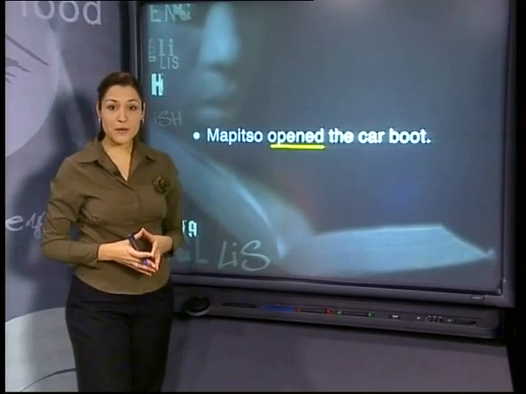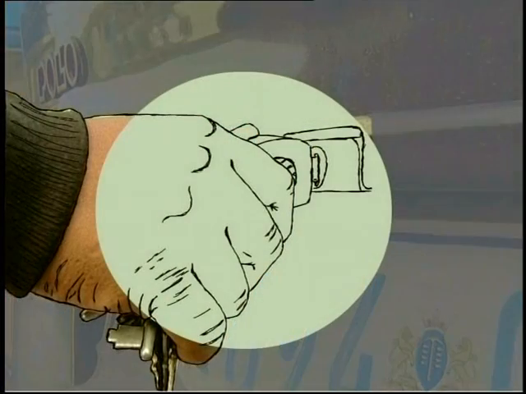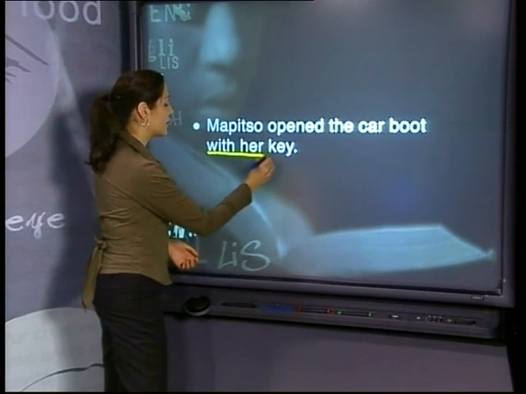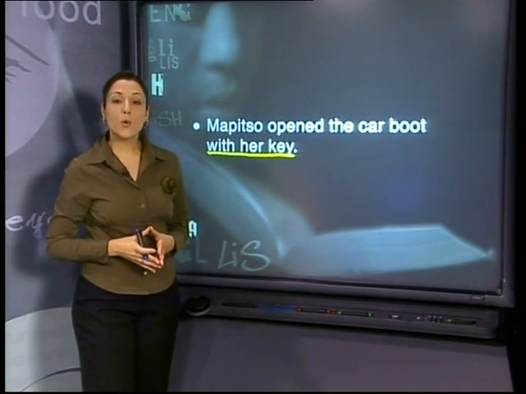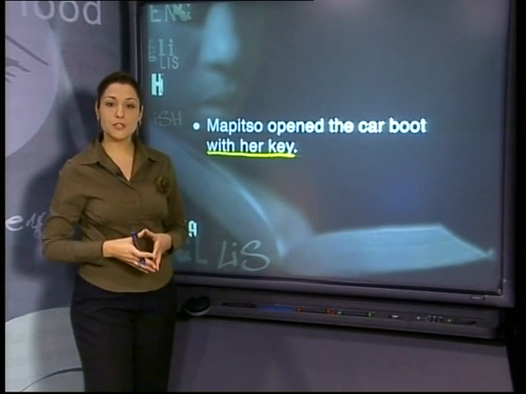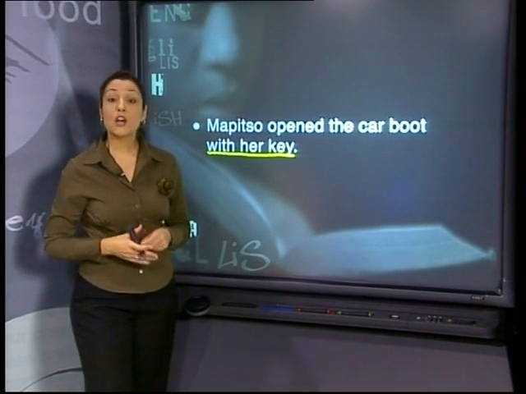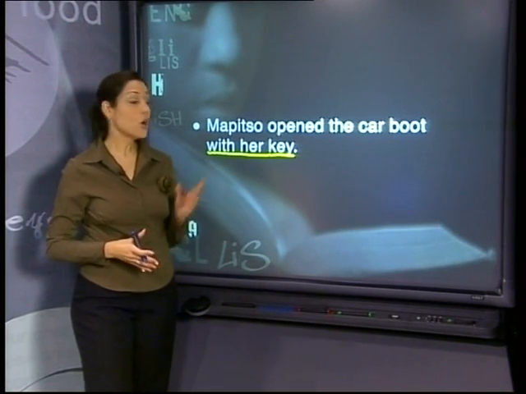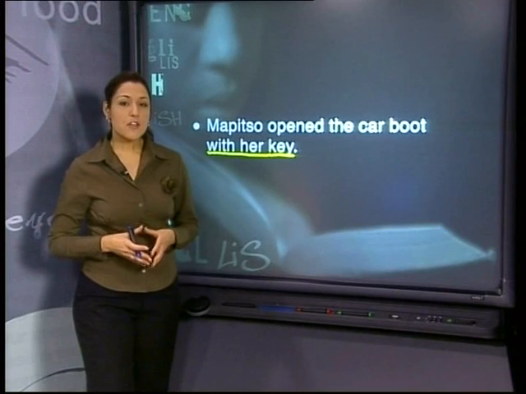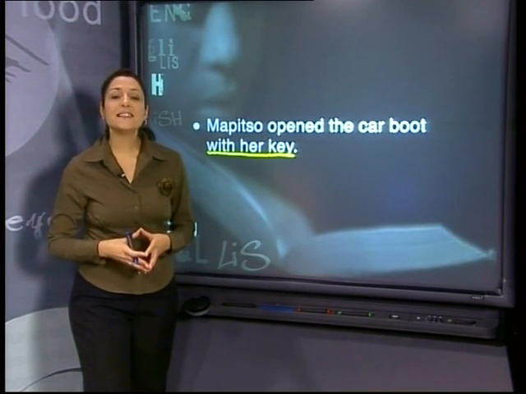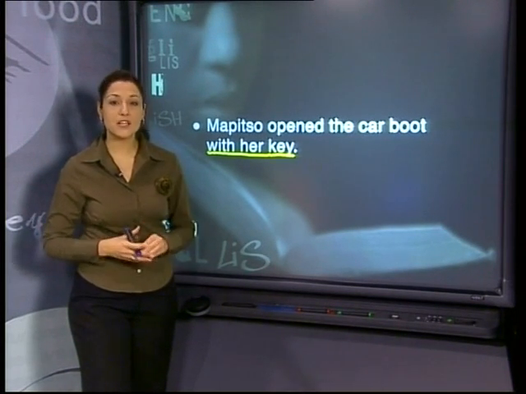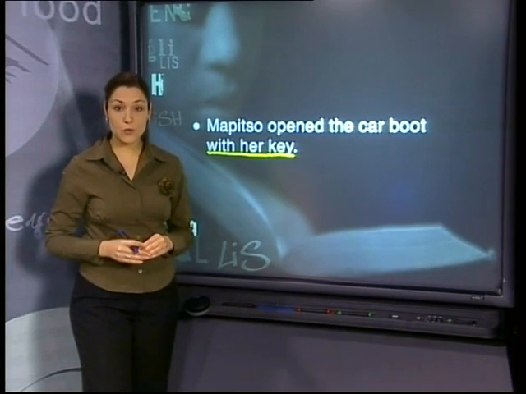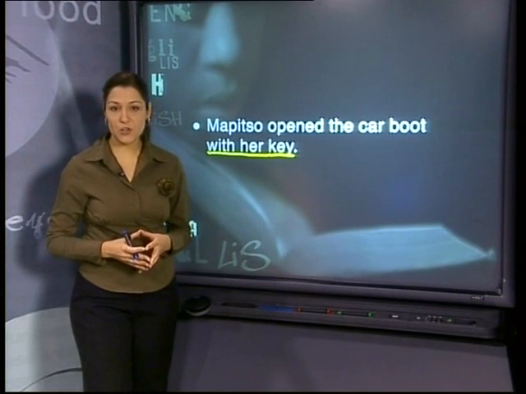We could say the following. Mapitso opened the car boot with her key. The phrase, with her key, tells us more about how Mapitso opened the boot. But this is a phrase, not a clause, because there is no finite verb in the group of words with her key. Even though we have a bit more detail, the sentence still only has one finite verb, opened. So it still only has one clause, what we call a main clause.